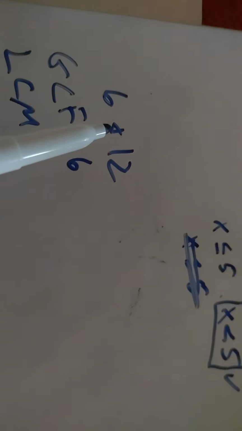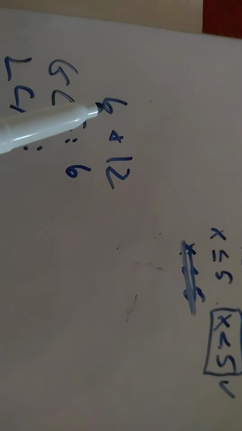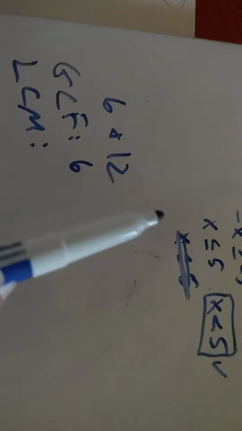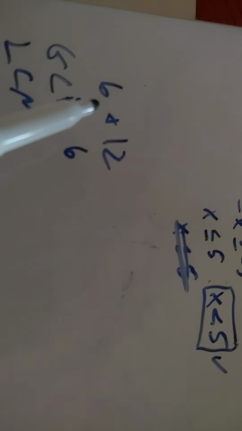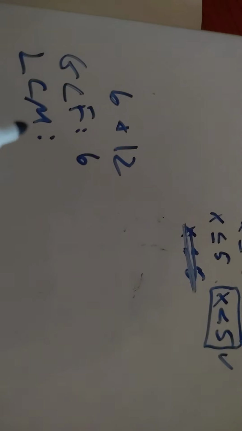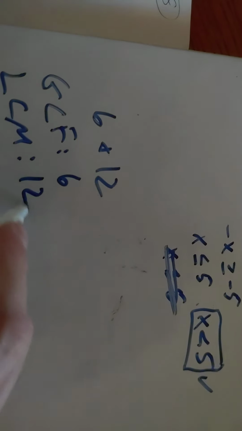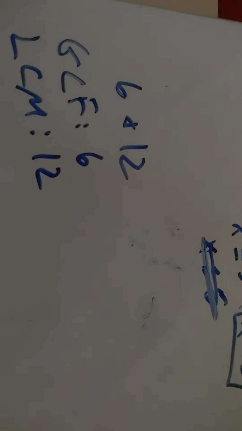But what's the least common multiple of these two numbers? So we're looking for a bigger number that both of these numbers can go into. So I like to look at the bigger number. 12 can go into itself once. Can 6 go into 12 evenly? Yeah, twice. So that means 12 is the least common multiple there.